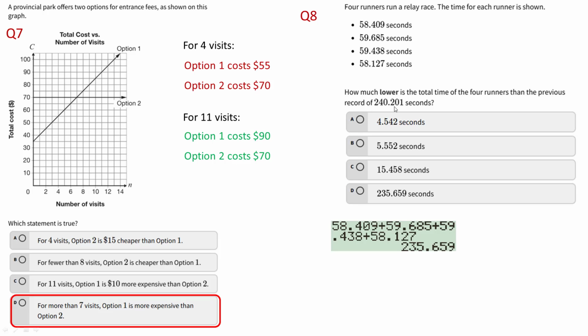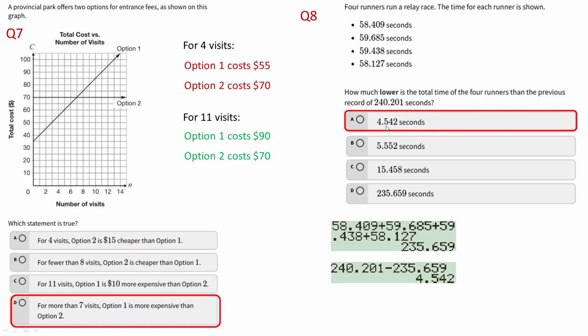Now, how much lower is the total time than this record? Okay, so we're just finding the difference between the two of these. So we would take our calculator and subtract the 240.201 minus the sum of all these runners' times. So 4.452. So A would be the correct answer for question 8.